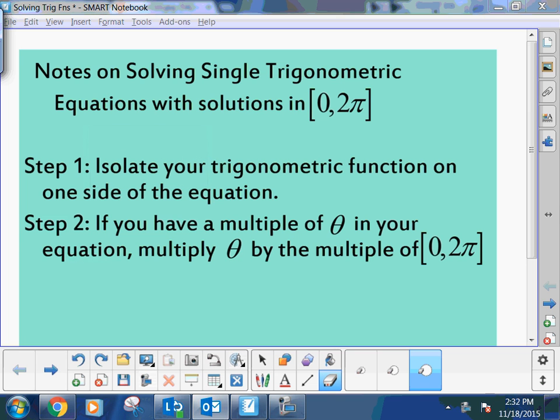What you have to do is go ahead and write down these notes. These notes are in regards to trig, and I'll go ahead and explain some of the things that are important from these two steps, especially how we start the equation.